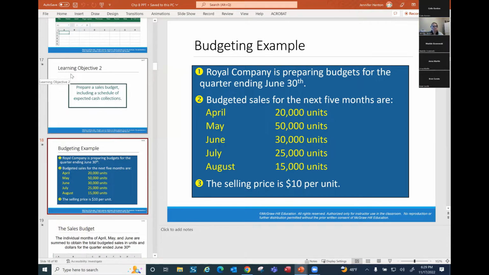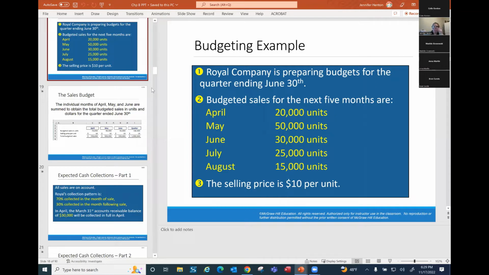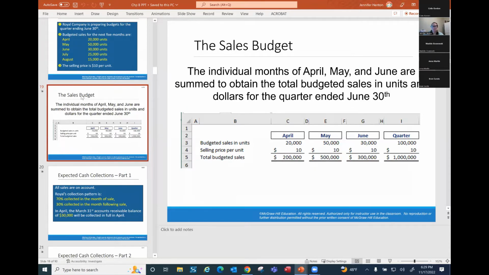So we have budgeted sales for the next 5 months. This is how many units we're expecting to sell, and the selling price is $10 per unit. They'll give you some information and you'll have to do some of the calculations for this. So we're going to look at the sales budget.